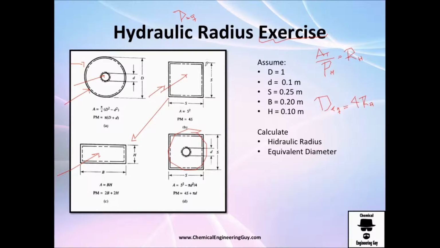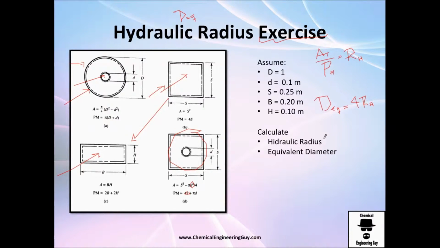Let's say lowercase d is 0.1 meters. Then we have uppercase D, which is 1 meter. Then s will be 0.25 meters. B, or the base, will be 0.20 meters. The height will be 0.10 meters. And I think it's everything we need. S, D lowercase, uppercase, yeah, that's everything we know.